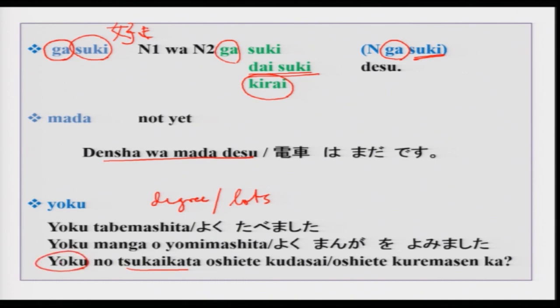So, you will see now that yoku generally comes before a verb. It can be used in the beginning also of a sentence, but generally comes before a verb. Yoku tabemashita, yoku mimashita, yoku benkyo shimashita, yoku hatarakimashita. So, always before a verb. It shows degree of whatever the verb is saying.